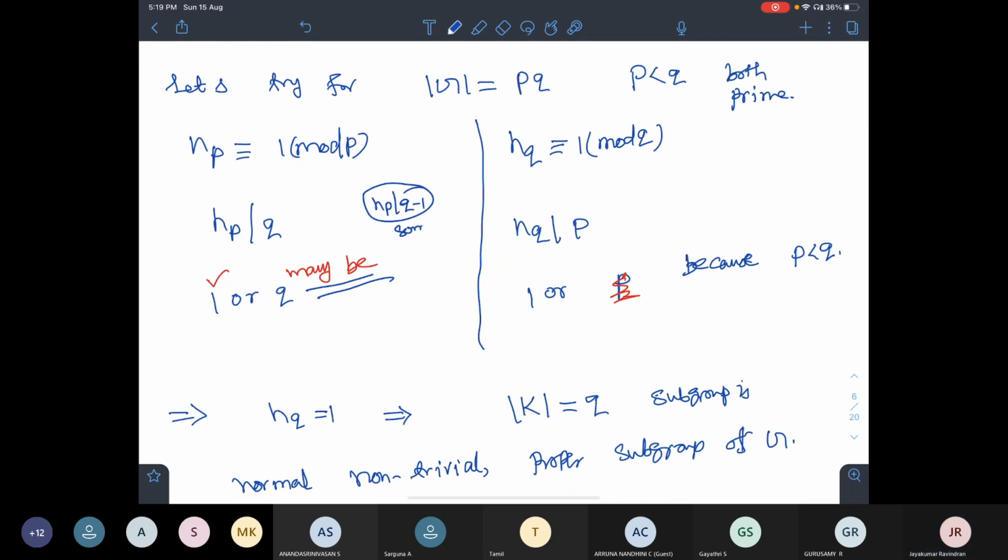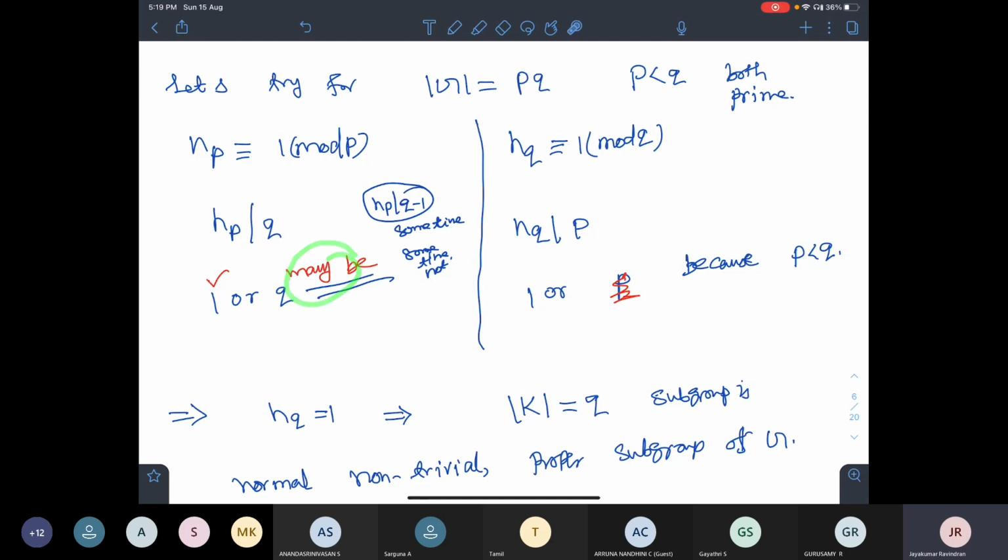I don't know. For example, 15. 15 can be decomposed into 3 times 5, and you see that 3 does not divide 5 minus 1. So that's easy. But if you go for 21 and you see that it is like 3 times 7, 3 divides 7 minus 1. So I don't know.